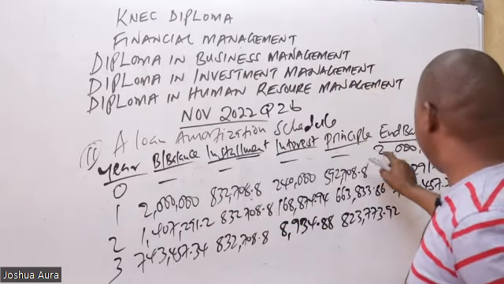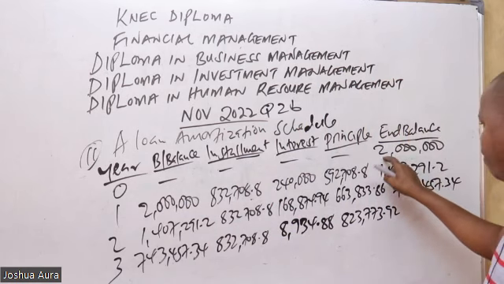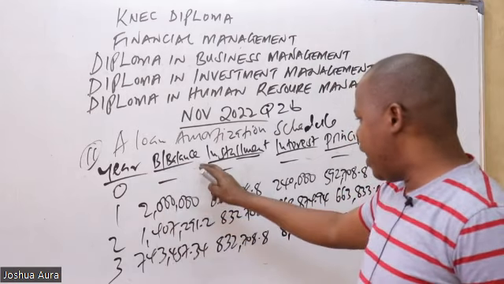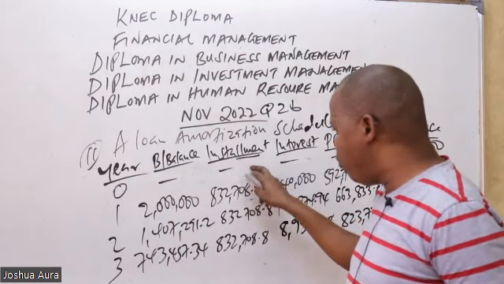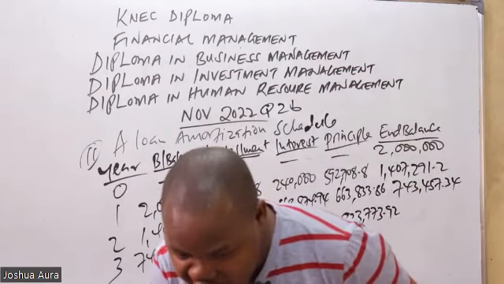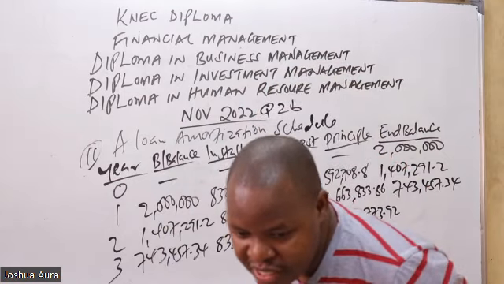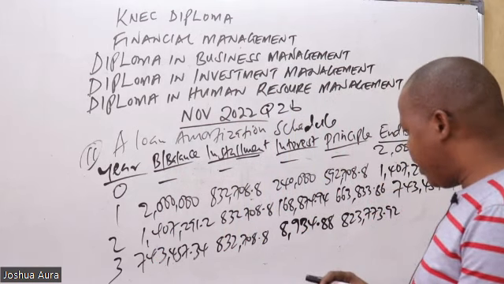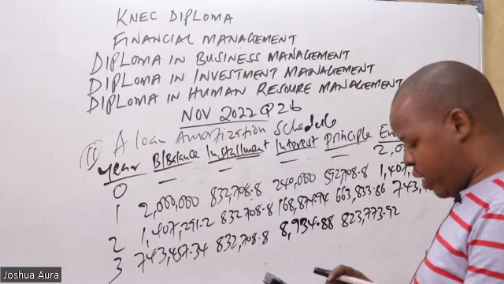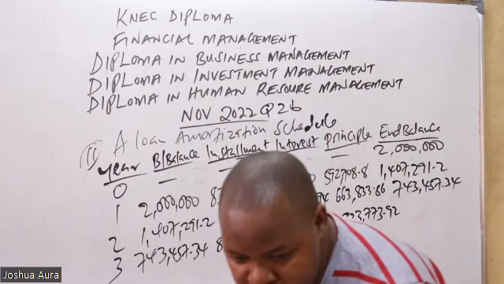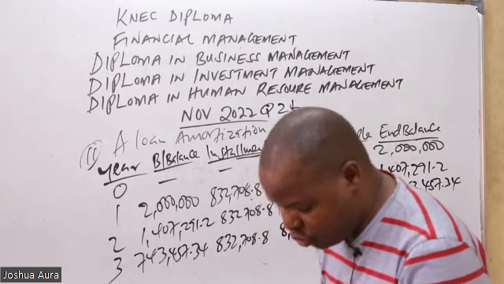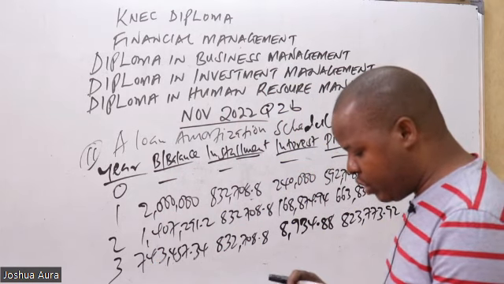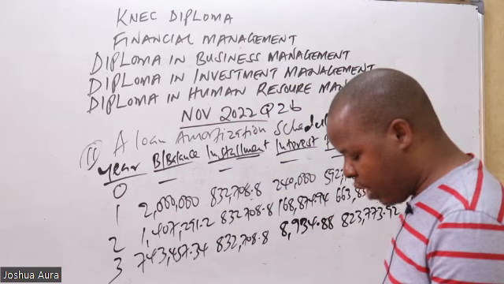So year 0, this is correct. 2 million. Now this 2 million will come here as the beginning balance for year 1, 2 million. Installment, we computed our installment. And what was our installment? 832,708.8. That was our annual installment.